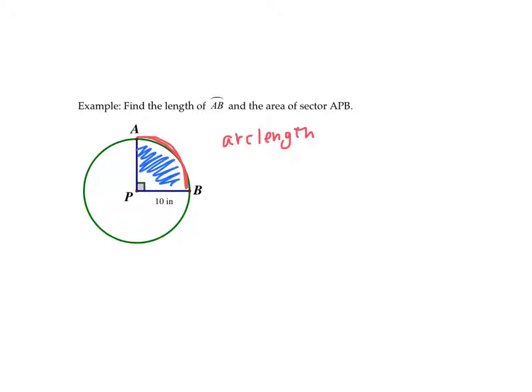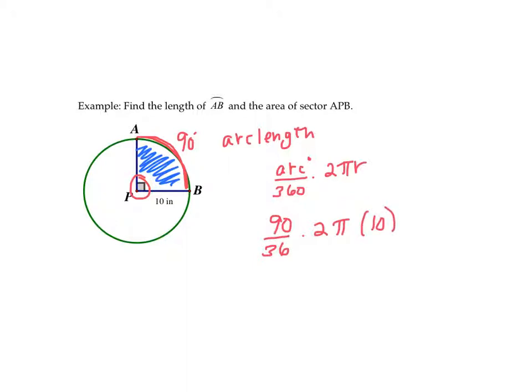Remember that for arc length, we're going to take the measure of the arc in degrees, divide it by 360, and multiply by circumference, 2 pi r. So our arc measure is 90 because we have a central angle of 90 degrees. So we want 90 divided by 360 times 2 times pi times the radius. And the radius is 10 inches.